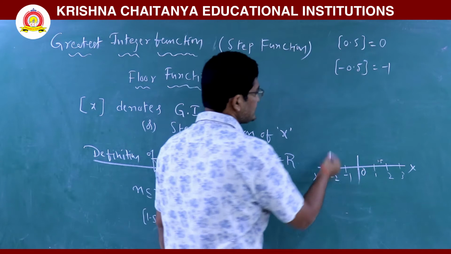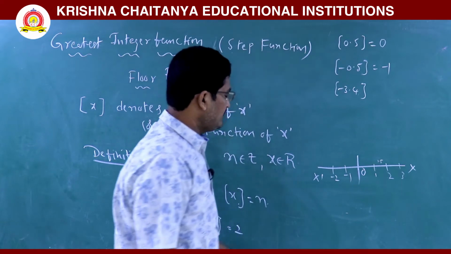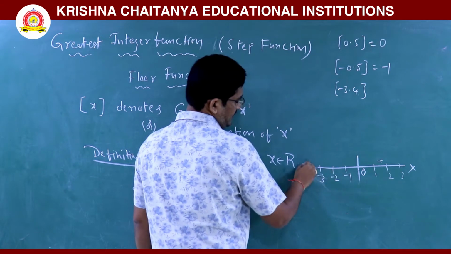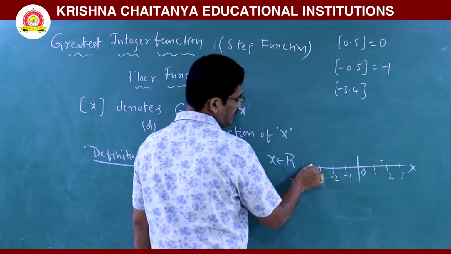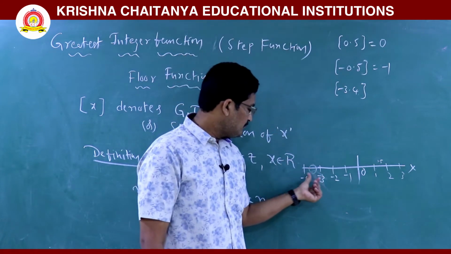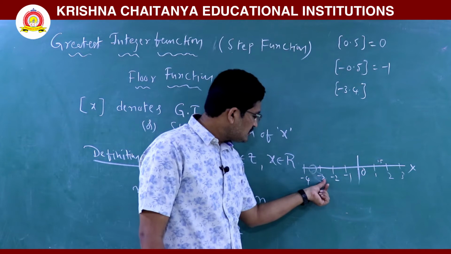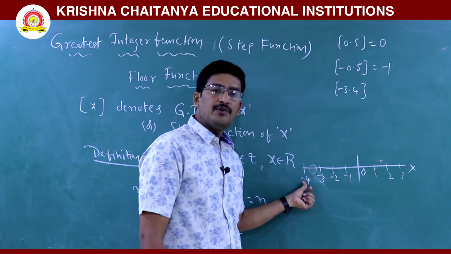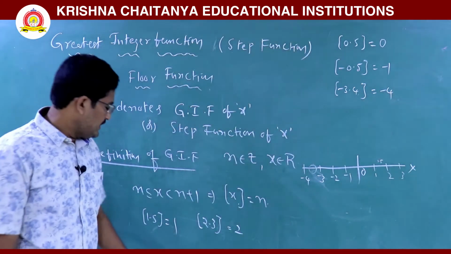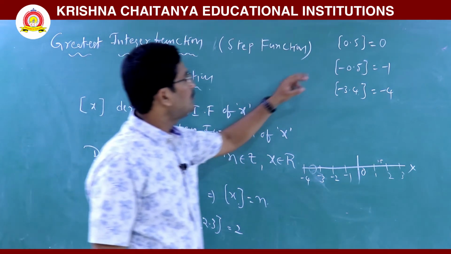What is the step value of minus 3.4? Minus 3.4 lies between minus 4 and minus 3 on the real line. Minus 3.4 lies between these two consecutive integers, and the least among these two is minus 4. So minus 3.4 step is minus 4. I hope you understood. What is the 1.5 step? 1. What is the 2.3 step? 2. What is the 0.5 step? 0.